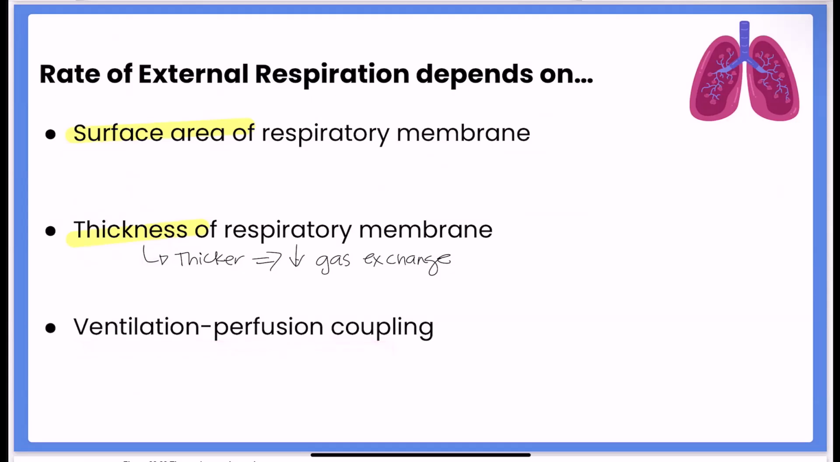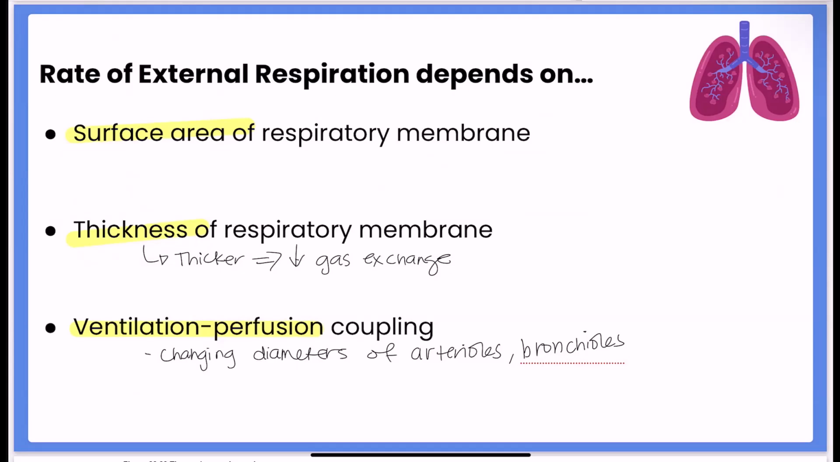The next thing is called ventilation perfusion coupling. Ventilation is the actual movement of air in and out of the lungs, and then perfusion is the passage of the gases into and out of the blood. These processes must match up to each other so that we have optimal gas exchange. This can be done by changing the diameter of the arterioles that serve the lungs or the bronchioles. We can also adjust the diameter of the bronchioles. Adjusting both of those things allows for more synchronized perfusion and ventilation.